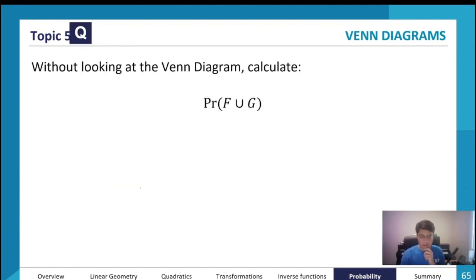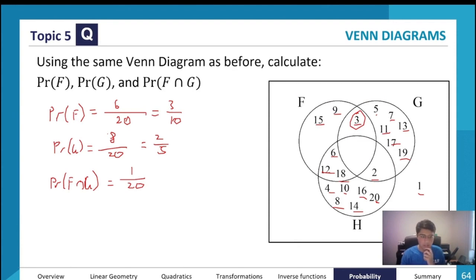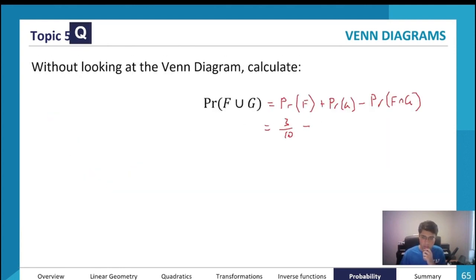Without looking at the diagram, we need to calculate this. Okay, so we don't have the diagram. That means we need to use some kind of formula. And remember, we looked at the addition formula beforehand, which stated that this is going to be equal to the probability of F plus the probability of G minus the probability of F intersect G. Okay. So the probability of F was 3 over 10, probability of G is 2 over 5, and that of F intersect G is 1 over 20. So this would then be 3 over 10 plus 2 over 5 minus 1 over 20, which is going to be, we'll write everything with a common denominator, 6 over 20 plus 8 over 20 minus 1 over 20. 6 plus 8 minus 1 is 13, so we get 13 over 20. That's our answer.